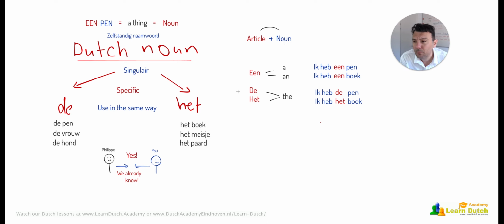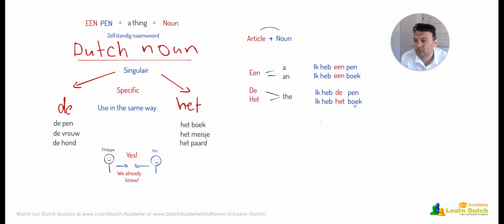So we have two kinds of articles. Een and then de and het. Een means any, not specific, in general. Then de and het mean that we both already know what I'm talking about. Example: Ik heb een pen. Ik heb een boek. Ik heb de pen.